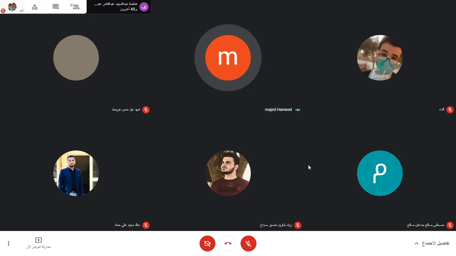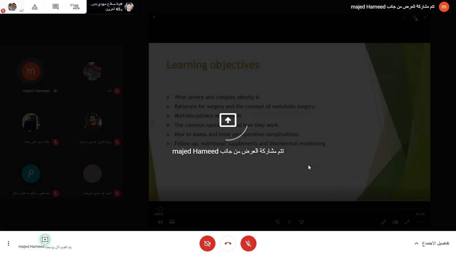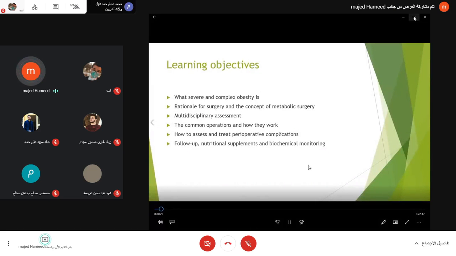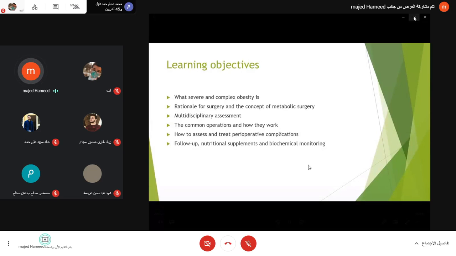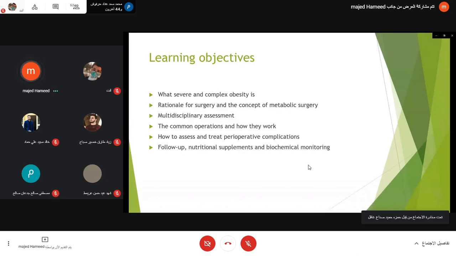Learning objectives: what severe and complex obesity is, the rationale for surgery and the concept of metabolic surgery; multidisciplinary assessment, the common operations and how they work; how to assess and treat perioperative complications; follow-up, nutritional supplements, and biochemical monitoring.